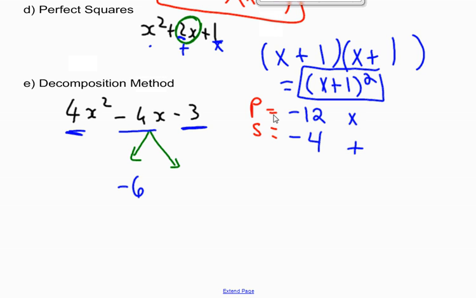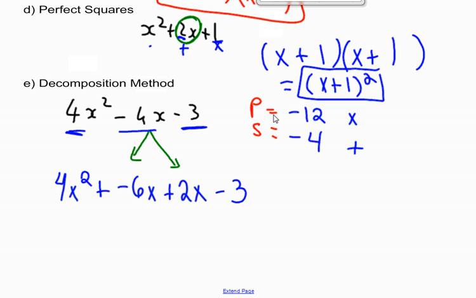That'll be a negative 6 and a positive 2. So negative 6 times positive 2 gives us negative 12 when we multiply them, and negative 6 plus 2 gives us negative 4 when we add them. So we decompose this negative 4x into those two numbers as coefficients of x, and we keep everything else the same. We bring down our 4x squared, and we bring down our minus 3.